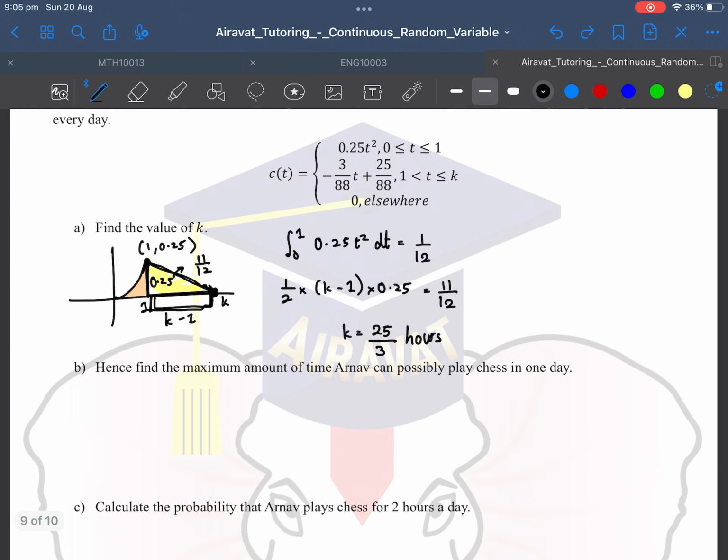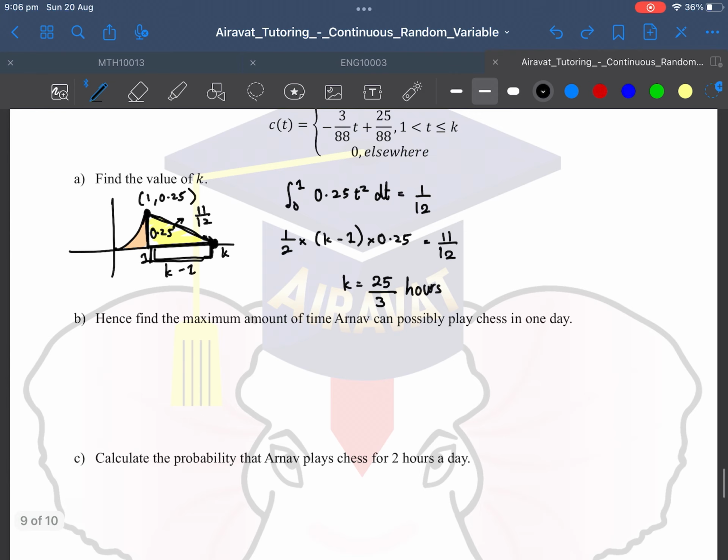Okay, now, is the answer in front of us? Well, yes, it really is in front of us. How so? Well, look at the domain, right? The domain of this function is basically representing time. And this k value over here that we found is the maximum value of this domain, correct? So meaning that k is the maximum amount of time that Arnav is going to play chess for during a day, right? So it's going to be 25 on 3 hours.